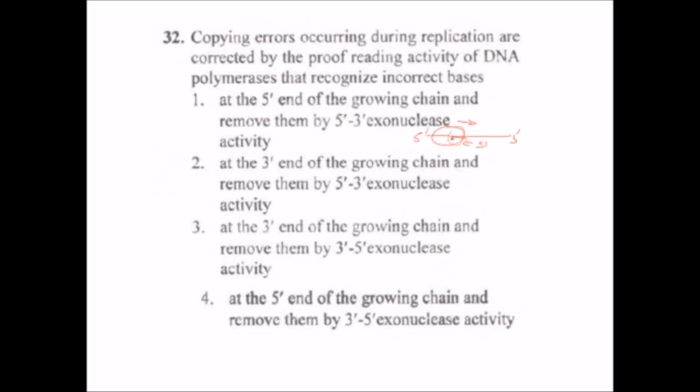So basically it has a 3' to 5' exonuclease activity, and it recognizes the incorrect base at the 3' end of the growing chain and removes it by 3' to 5' exonuclease activity. So the answer will be number 3. Now next question.